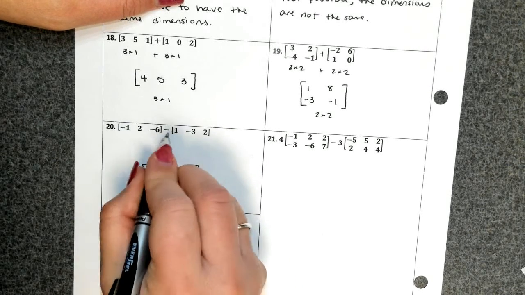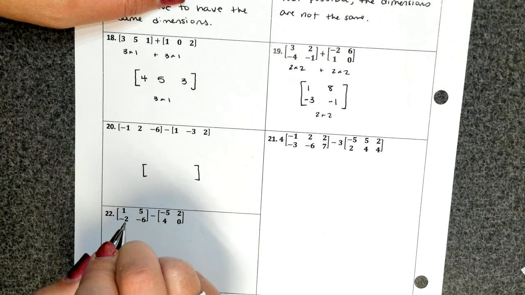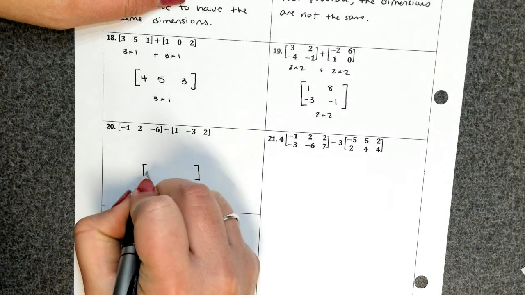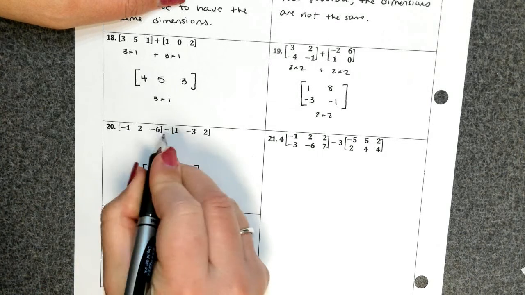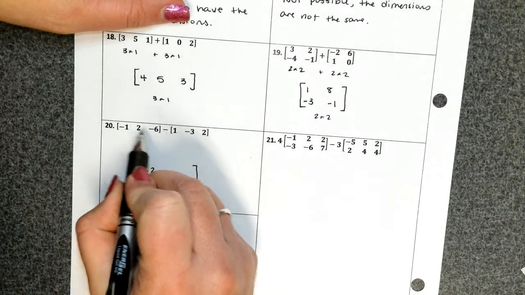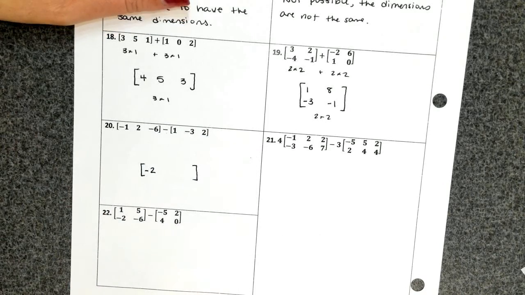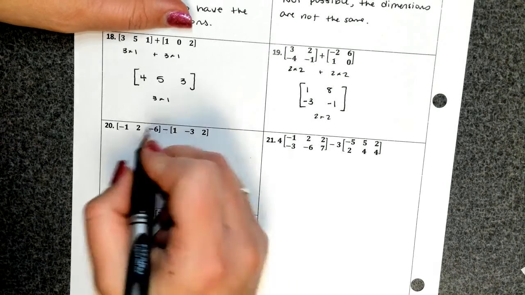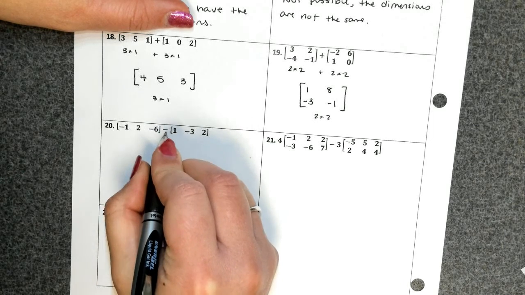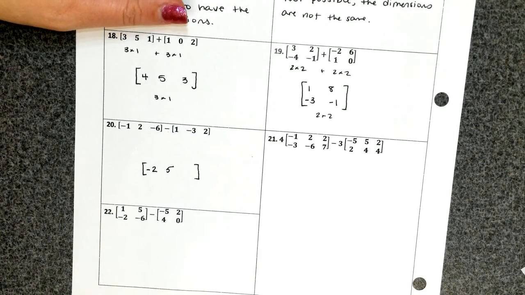So the negative 1 minus 1 is? Negative 2. Negative 1 minus 1. Put it in your calculator. Okay. All right, next one. 2 minus negative 3. What do we get? 5. 2 minus negative 3 turns into 2 plus 3, which is 5. Negative 6 minus 2. What do we get? Negative 8.